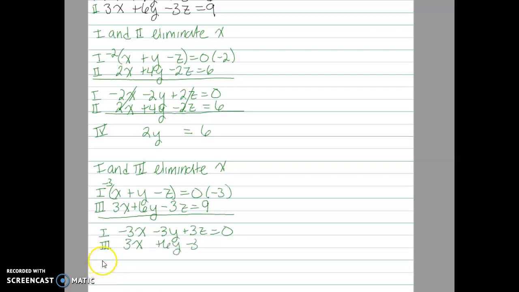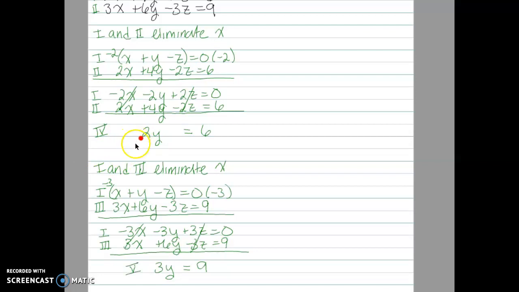Once we do add that, we'll see the x's and the z's both cancel, and we're left with a similar statement, 3y equals 9. Now you might notice that this statement and this statement actually give us the same information. Both of them tell me what y is equal to.